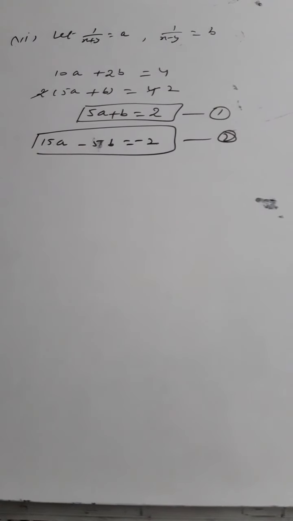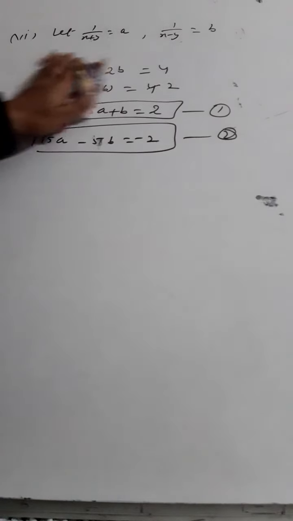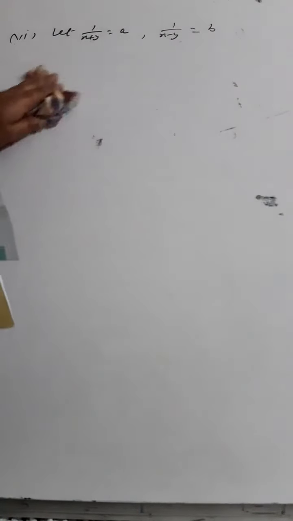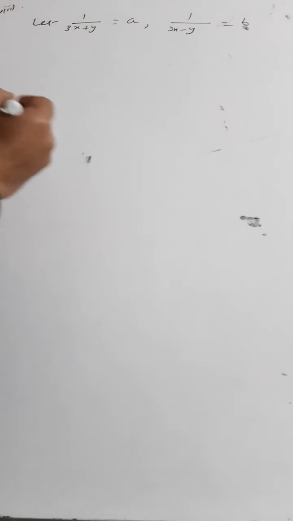8th part. So in 8th part, if you see, your denominators with respect to the variables are again the same here. Like in first it is 1 upon 3x plus y plus 1 upon 3x minus y. So I'm talking about 8th part now. First question, let 1 upon 3x plus y is equal to a and 1 upon 3x minus y is equal to b.